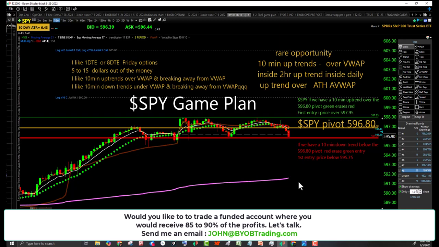10-minute uptrends are more likely to work as opposed to 10-minute downtrends. 10-minute uptrends are probably going to last longer. They're probably going to go further. And downtrends are probably more likely to fail in this uptrend because they're counter trend.